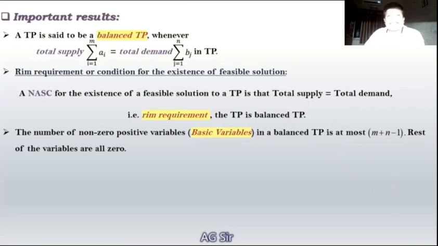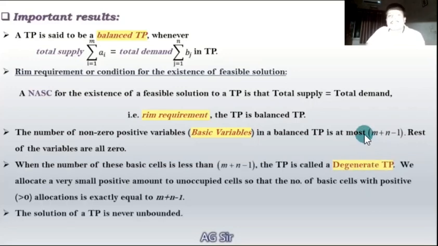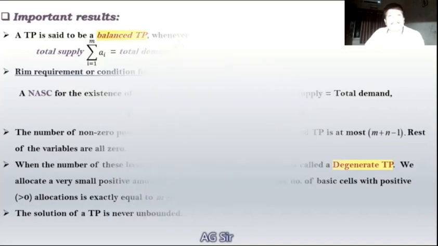You can ask me, what if the number of these basic cells is less than m plus n minus 1? Suppose that the number of basic cells is less than m plus n minus 1, then the transportation problem is called degenerate. Next, a very simple point: the solution of a transportation problem is never unbounded.